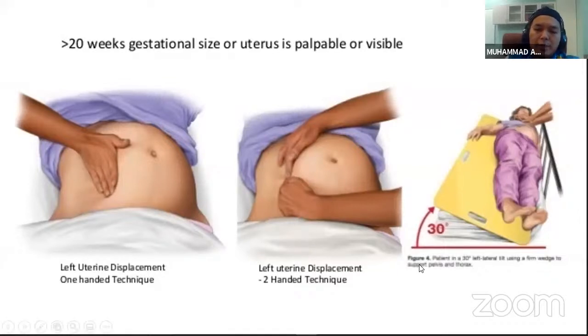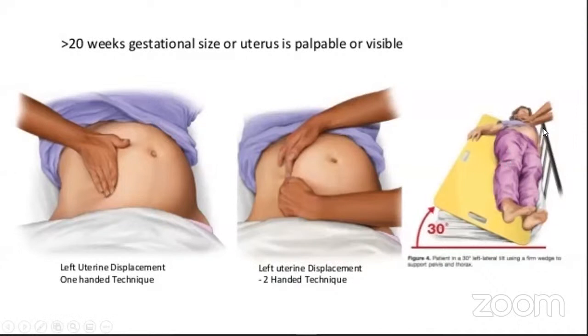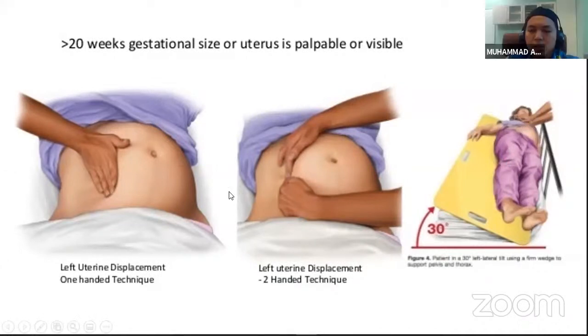The best is that if you can provide macam wedge, wedge about 30 degree, letak ke belakang dia so that she is slightly to the left lateral about 30 degree, and then you perform CPR from the side.